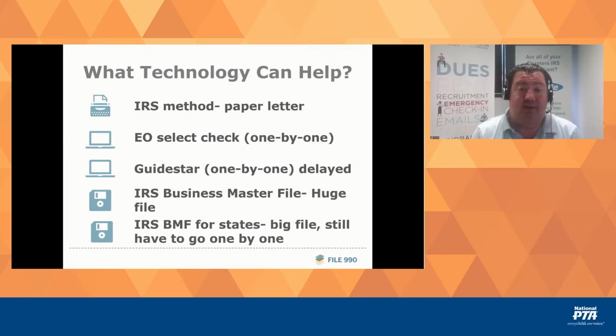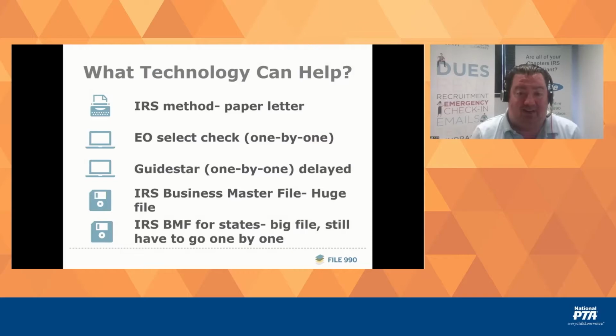There's a website called GuideStar that again can help a little bit, but again, it's one by one, and oftentimes they rely on information either submitted by the organization or the IRS. So their record of your most recent filing could be delayed too, and they don't always have great information on 990N groups. The IRS Business Master File is really a gigantic Excel spreadsheet.